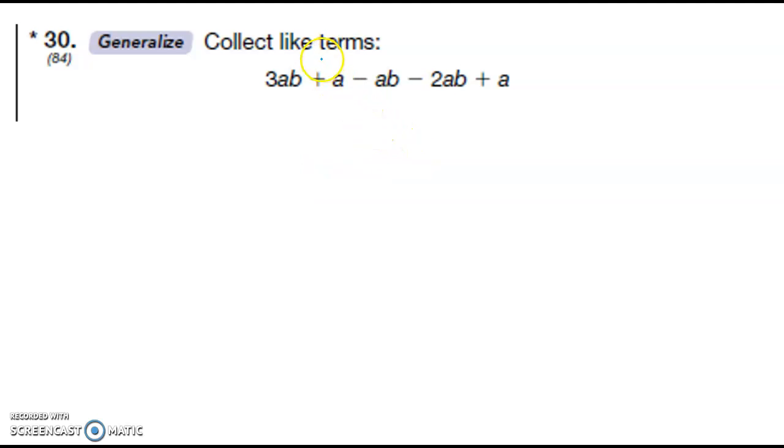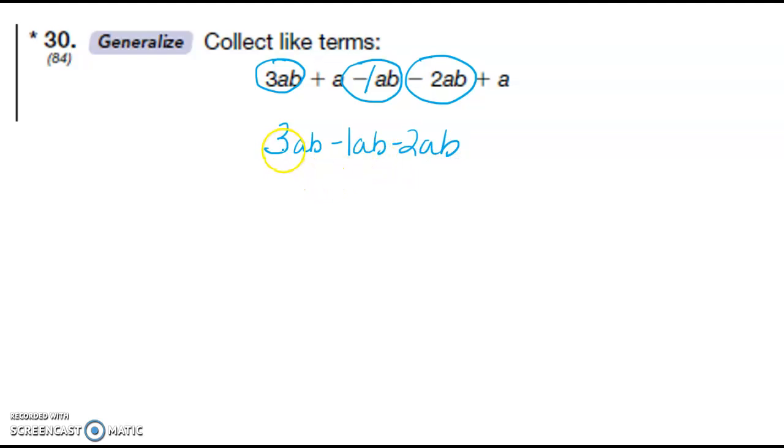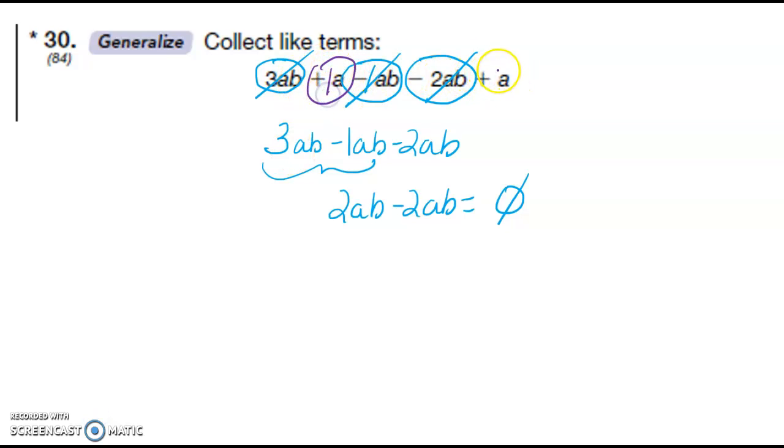All right, last one, collect like terms. So let's see, 3ab minus ab, we're going to be minus 1ab. So I have 3ab minus 1ab minus 2ab. So 3 minus 1ab is 2ab minus 2ab is 0. So we no longer have an ab component in our answer. And then I have 1a and 1a. So I have 1a plus 1a, which gives me 2a.